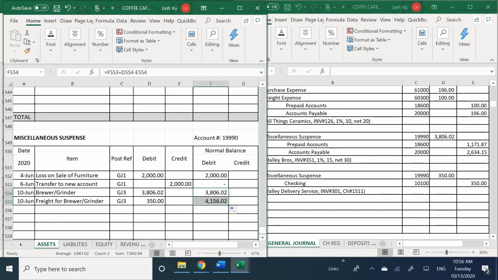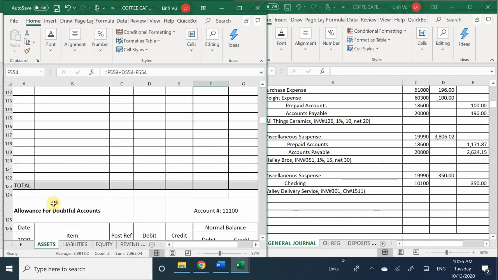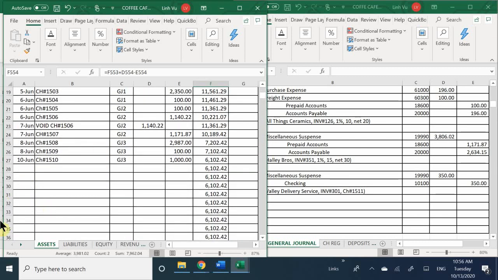Because we wrote a check to this, I'm going to scroll all the way up to my checking account, and I'm going to indicate that I wrote a check on June 6th, check number 1511. General journal number 3. And last but not least, I decreased my account by a total of $350, bringing my new grand total to be $5,752.42.